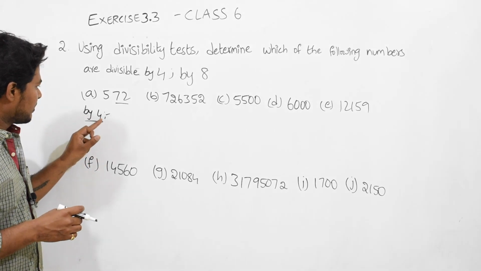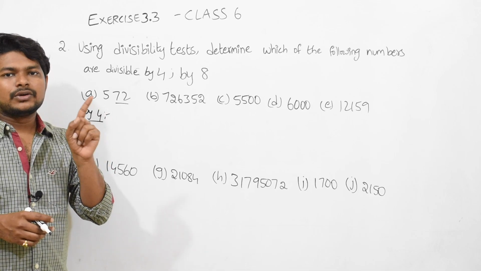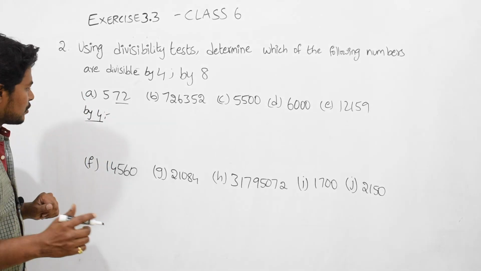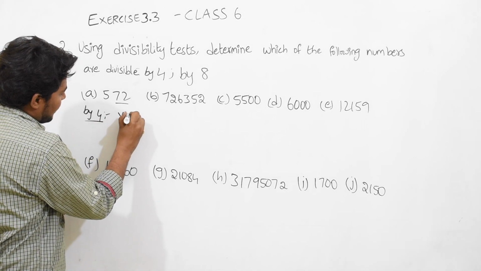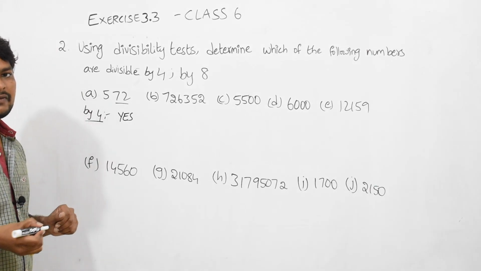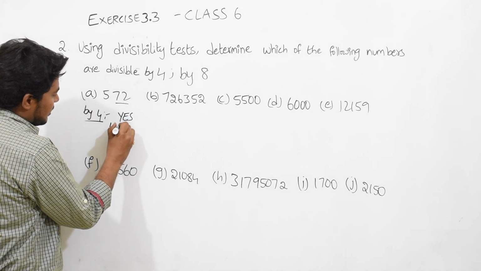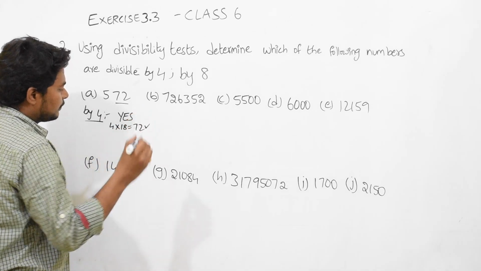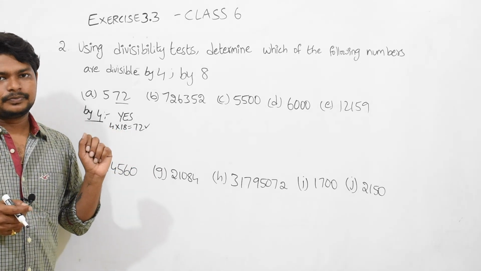Now coming to the first number, 72. 4 into 18 is equal to 72. If you want, you can check. So it is divisible by 4. Yes, it is divisible by 4. Why? Because 4 into 18 is equal to 72, which means 72 can be divided by 4.